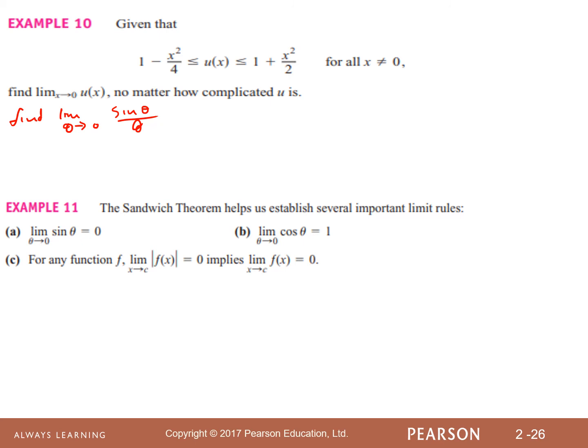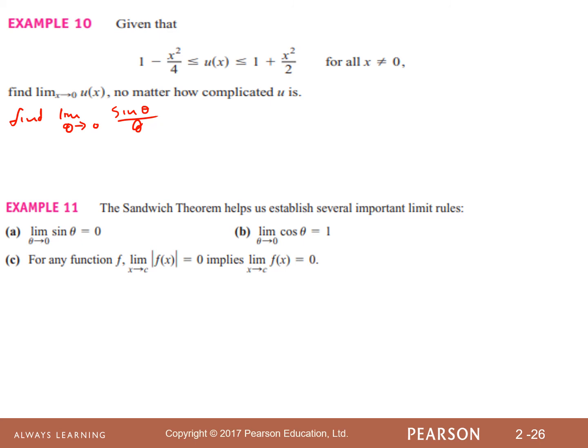Everybody is following? Okay. Sine is less than 1 and greater than minus 1. We can use this to evaluate the equation. Yeah, you're on the right track.